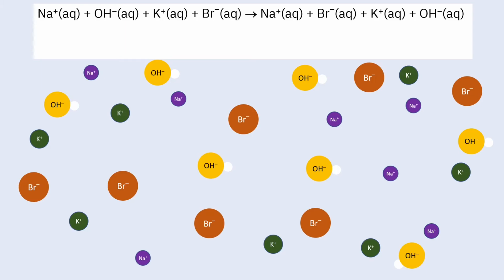If we cross out the ions that don't change, we cross out sodium, we cross out hydroxide, we cross out potassium, and we are left with nothing. We have no net ionic equation, and so instead we would write no reaction. Now let's look at another reaction.